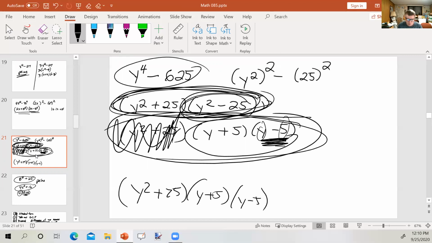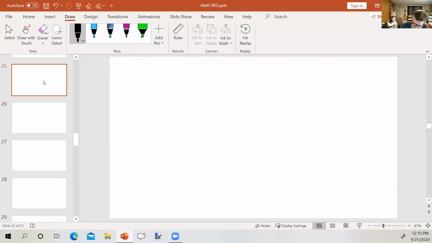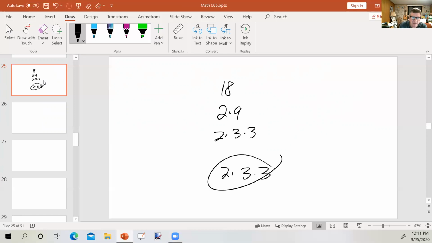Let me give you sort of the equivalent in an arithmetic case. Let's say I've got 18, and I'm going to do the prime factorization of it. Well, that's 2 times 9, and 9 is 3 times 3. So is the answer 3 times 3? No. The answer is 2 times 3 times 3. So you've got to have everything there when you get to the bottom.